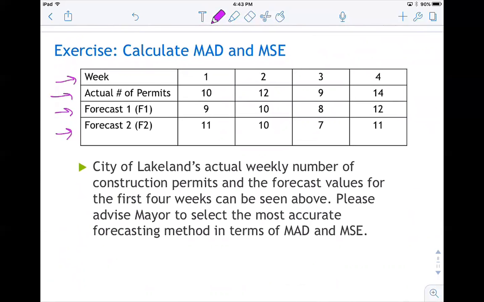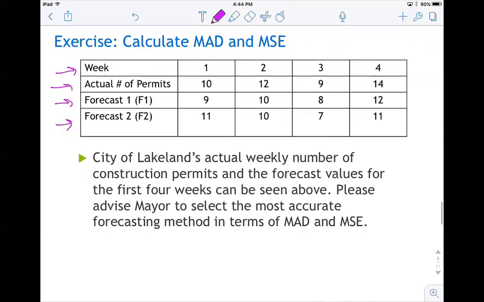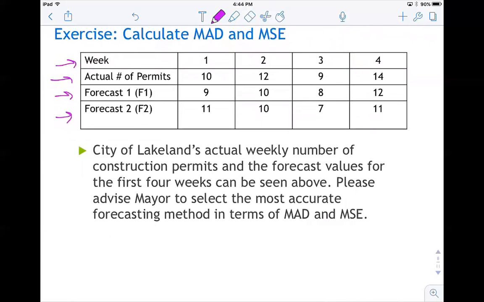Let's assume that forecast one is completely different than forecast two. The mechanism behind it is completely different, and that's why it's producing different numbers. And the Mayor of Lakeland is trying to make the best call by selecting one forecasting method, and we are going to be helping the mayor out here. So one idea to approach this problem is to see what the MAD and MSE values are for each forecast and compare to see which one is producing the lower error value, and then we will be selecting that one for our go-to forecasting method.